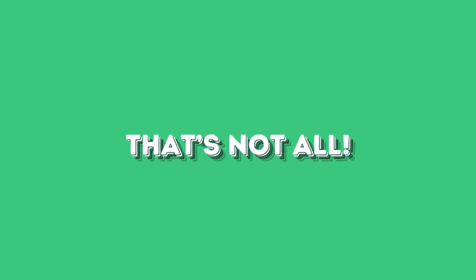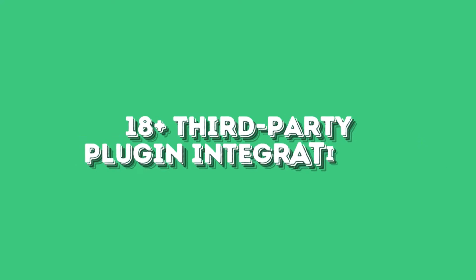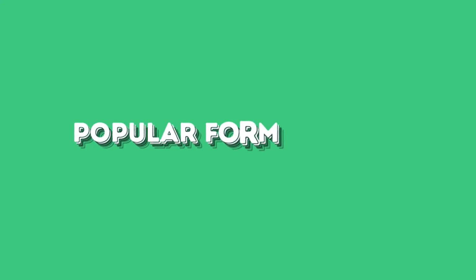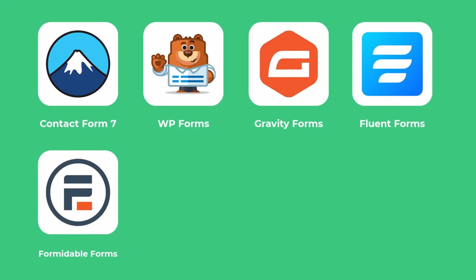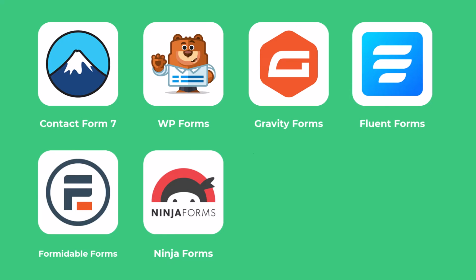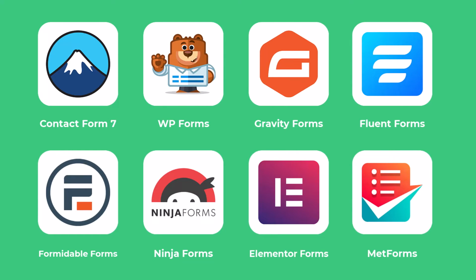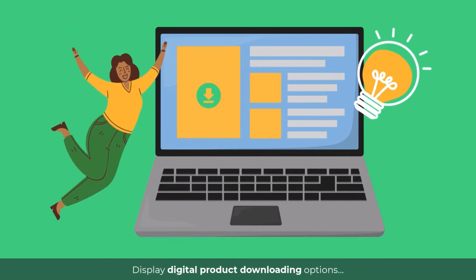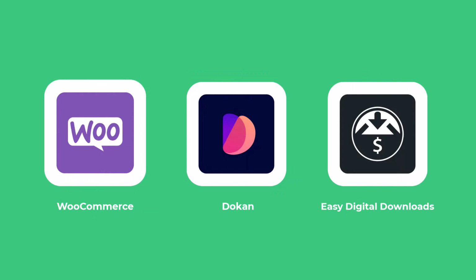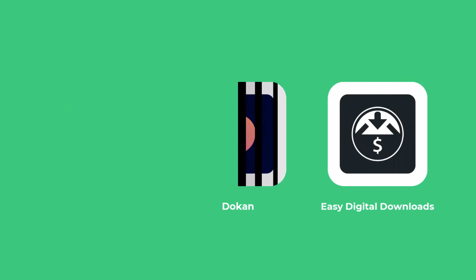That's not all. Integrate Google Drive has 18 plus third-party plugin integrations. Popular form plugins like Contact Form 7, WP Forms, Gravity Forms, Fluent Forms, Formidable Forms, Ninja Forms, Elementor Forms, and Met Forms made the integration more powerful. Display digital product downloading options for WooCommerce, Dokan, and Easy Digital Downloads made this plugin more useful.